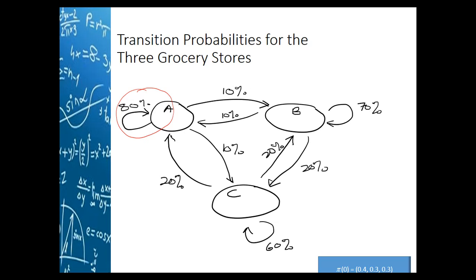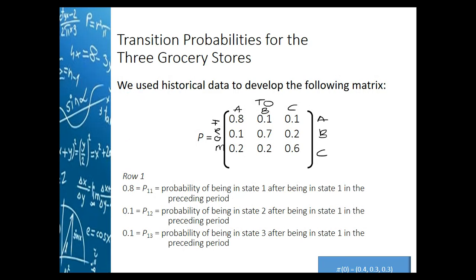all the arrows are the transitions of your state. From A to A is 80%, from A to B is 10%, from A to C is 10%, from B to A is 10%, from B to B is 70%, from B to C is 20%, and so on. Once you identify this, it is easier for you to create your transition matrix. Why do I say that? Now.